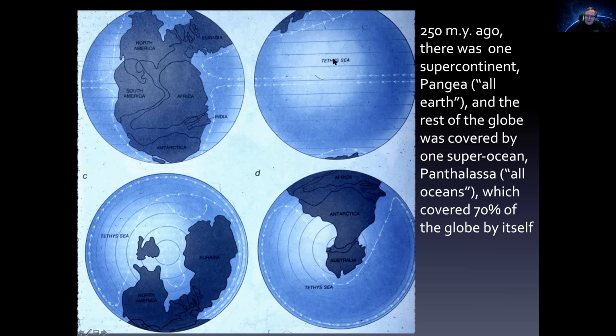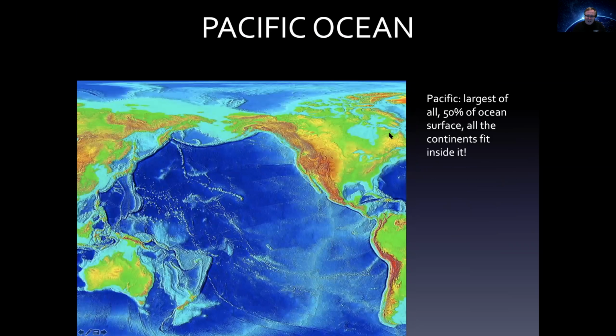Okay, and this is the incorrect label. This is now called the Pan-Thalassa Ocean, and that just really means in Greek all oceans. Pan means all, and Thalassa is the old Greek word for oceans. So it was one ocean which covered 70% of the Earth all by itself. Very different kind of planet than we have now. All right, now let's break it down.